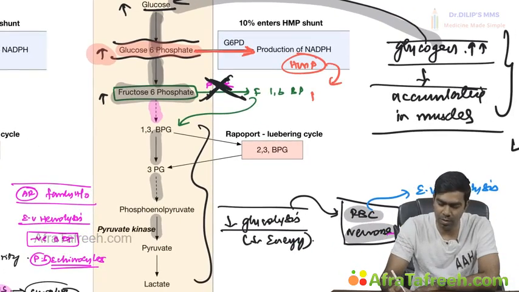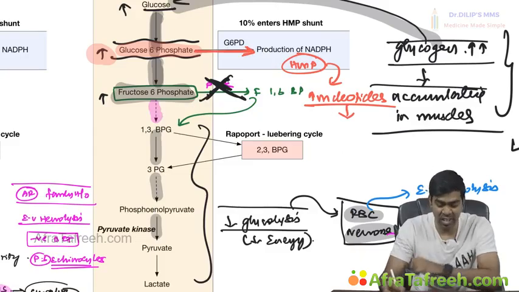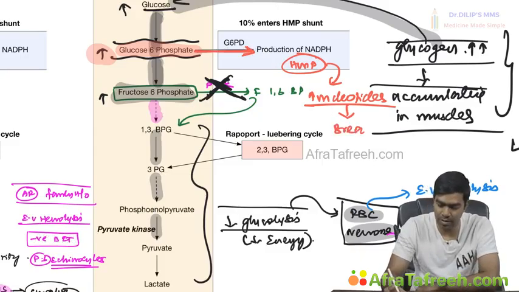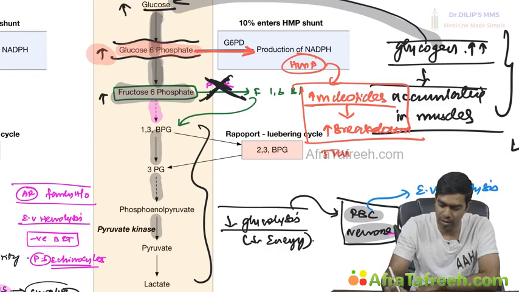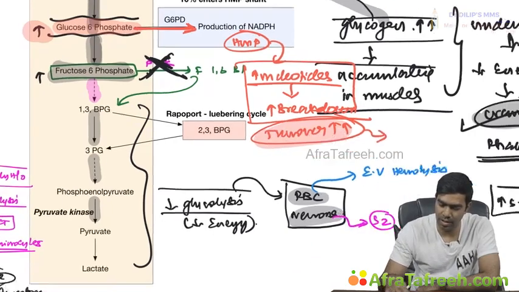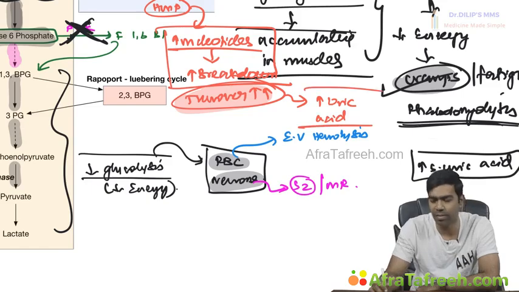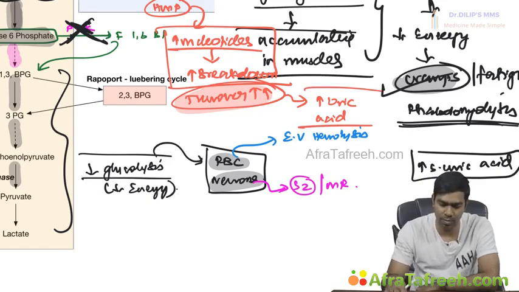Your HMP shunt will produce more nucleotides. We know that very well because the HMP shunt is for nucleotide production. So nucleotide production will increase by the HMP shunt. Once nucleotide production is increasing, their breakdown also will increase, which means the overall nucleotide turnover will increase. This is the reason for increased uric acid production. So that is the reason why these patients go for hyperuricemia, and some patients may have gout as well. That is also a possibility.